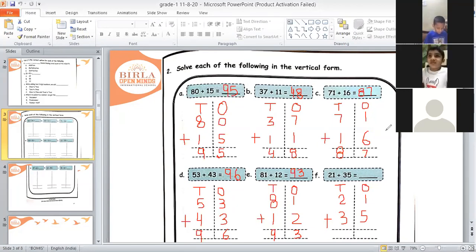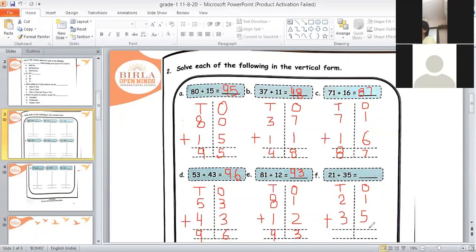Yeah. Suryansh, now you tell me 1 plus 5, how much? After 1, count forward 5. 1 plus 5 is? 6. Yeah. 1 plus 5 is 6. And 2 plus 3? Start counting after 2 and count forward 3. 5. Yeah. 2 plus 3 is 5.